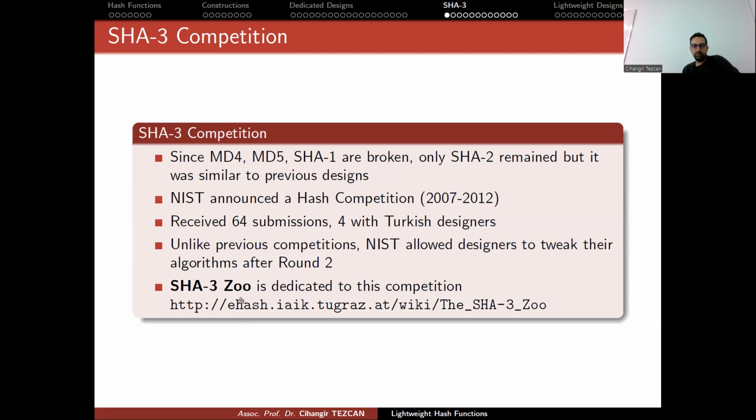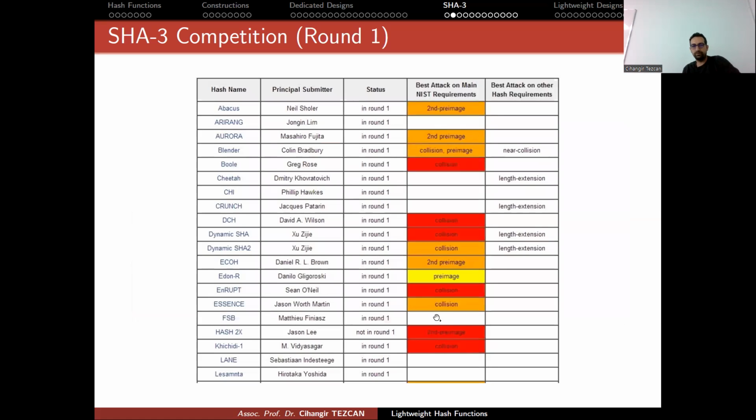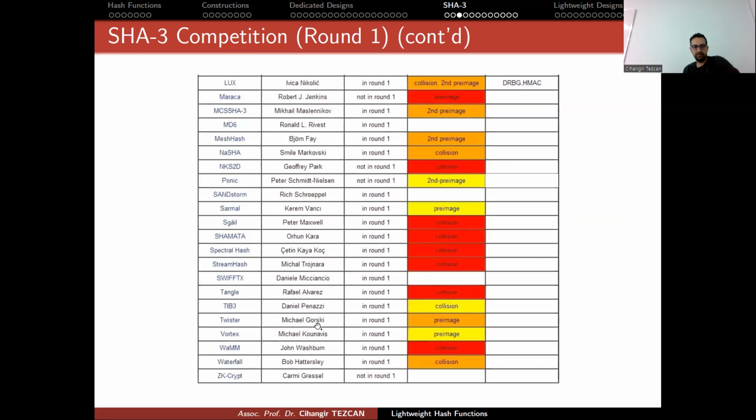And if you want more info, you can find it in this web page called SHA3 Zoo. You can see all of the algorithms and what kind of attacks they received and so on. So, okay. In the SHA3 competition, these are from that web page, SHA3 Zoo. These are the algorithm names, principal submitter, and this is the part where they were eliminated. So these algorithms are eliminated in round 1. This actually shows what kind of attacks people found for these algorithms, okay?